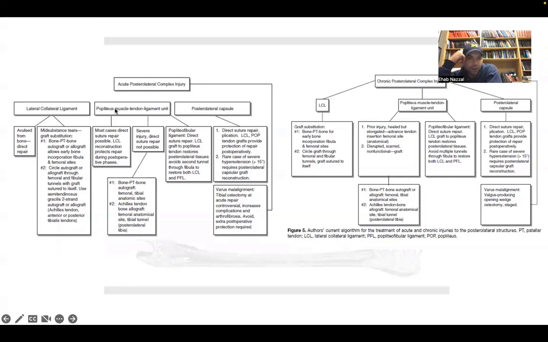But all of this is just good background and shows the importance of addressing all of the structures of the posterolateral complex and the posterolateral corner before assessing for successful restoration of knee stability. Yeah, I agree.